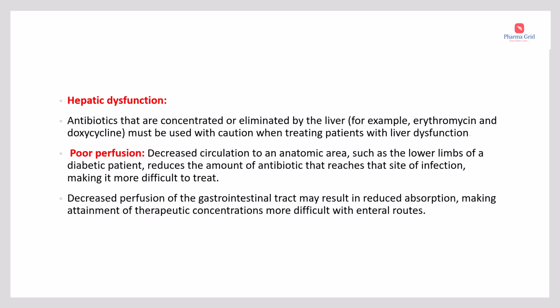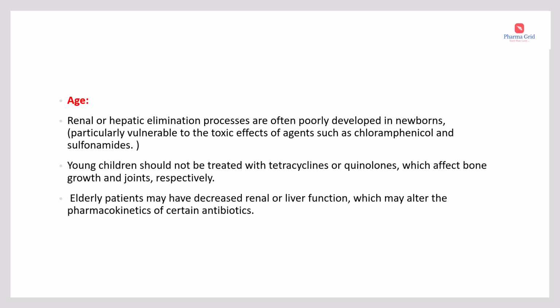Then poor perfusion. Poor perfusion means nothing but reduced blood flow. So decreased circulation to an anatomic area such as the lower limbs of a diabetic patient reduces the amount of antibiotic reaching the site of infection. This will make treatment more difficult. Then decreased perfusion of the gastrointestinal tract may result in reduced absorption, making attainment of therapeutic concentrations more difficult with enteral routes. And the next one is age, which is also an important patient-related factor.